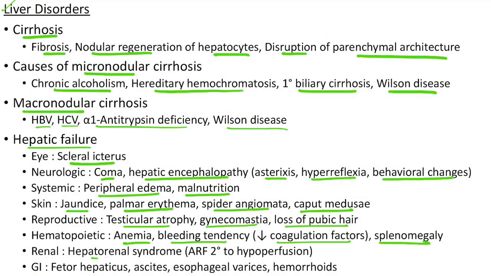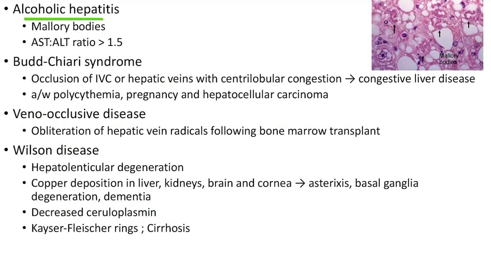Hepatic failure can lead to hepatorenal syndrome, which is acute renal failure secondary to hypoperfusion. Gastrointestinal manifestations include fetor hepaticus, ascites, esophageal varices and hemorrhoids. Now let us see about alcoholic hepatitis. Histopathology shows Mallory bodies. These are the Mallory bodies seen in alcoholic hepatitis. The AST-ALT ratio in case of alcoholic hepatitis is more than 1.5.